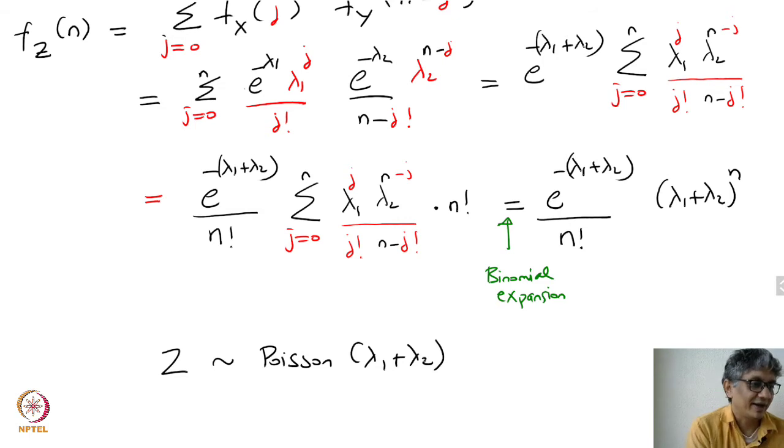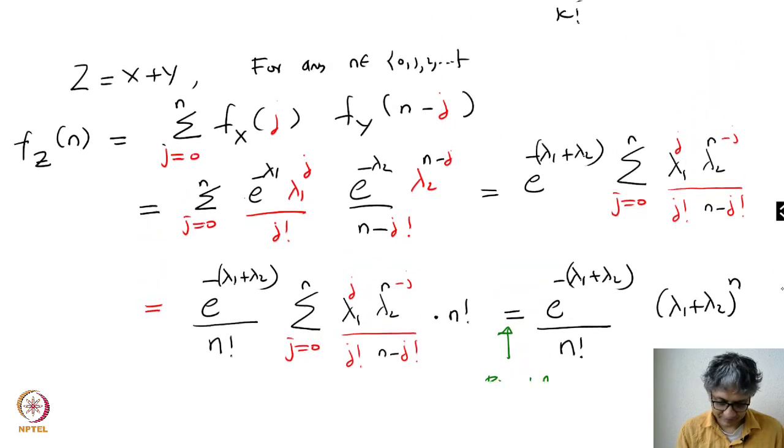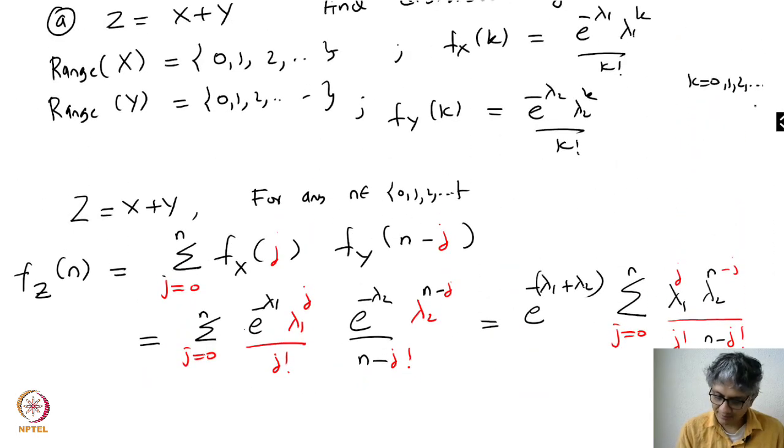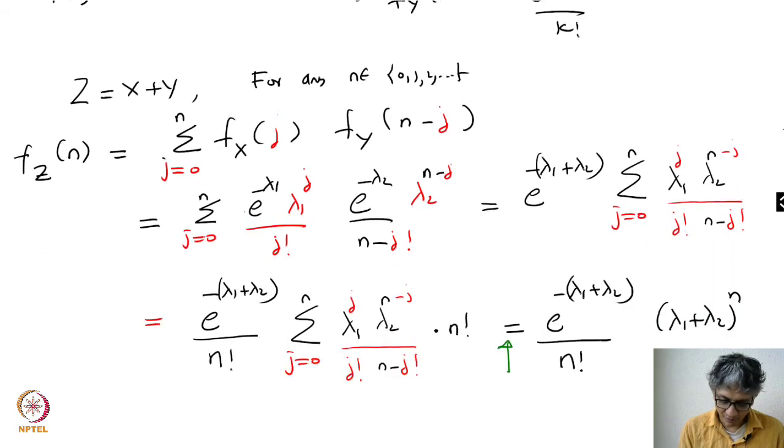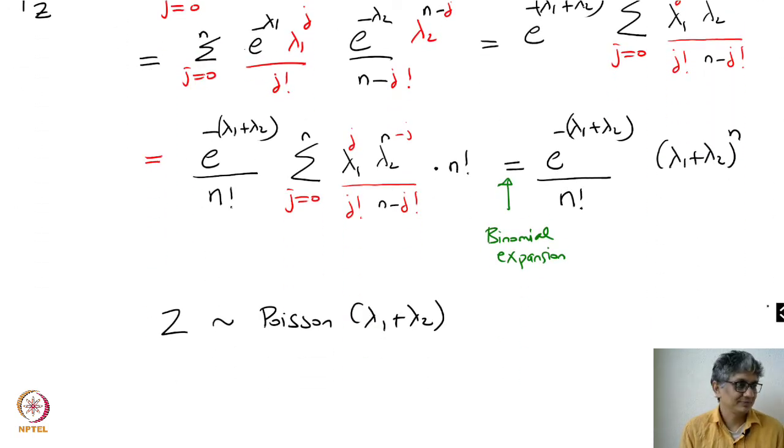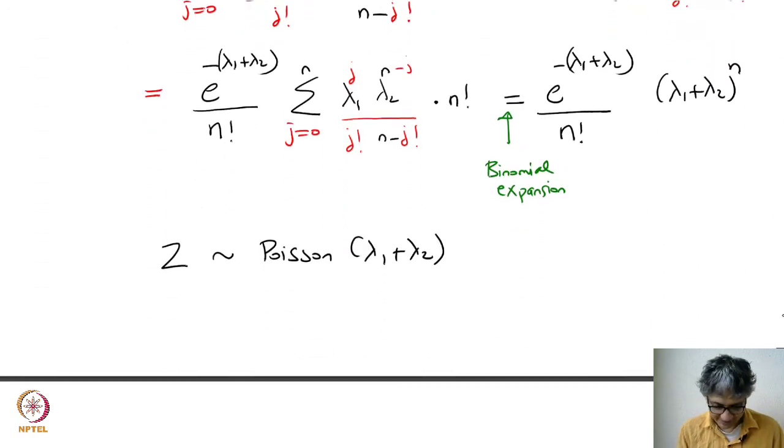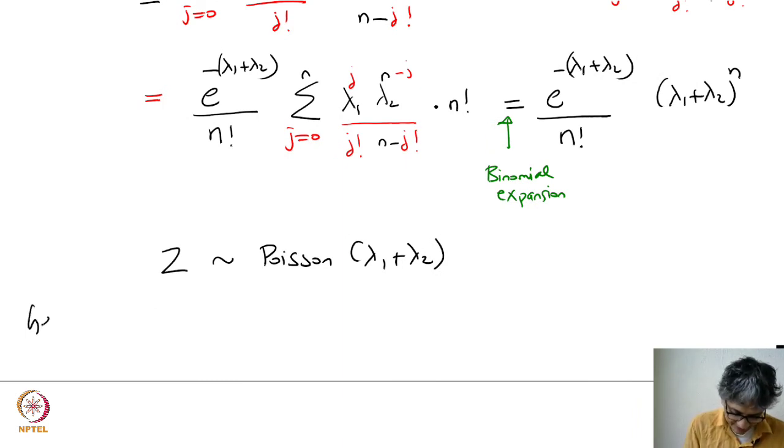So we have shown an interesting fact that if X and Y are independent random variables, each of them Poisson lambda 1 and lambda 2, the sum of Poisson is again Poisson. Right? So one can also generalize the calculation. One can generalize quite easily.